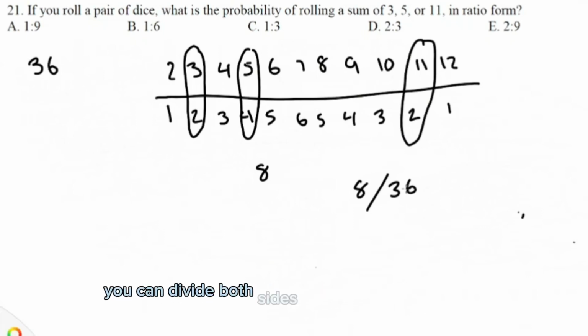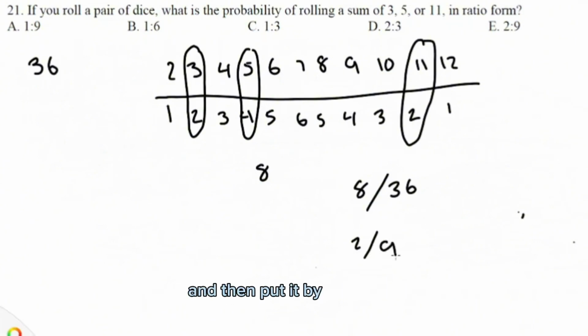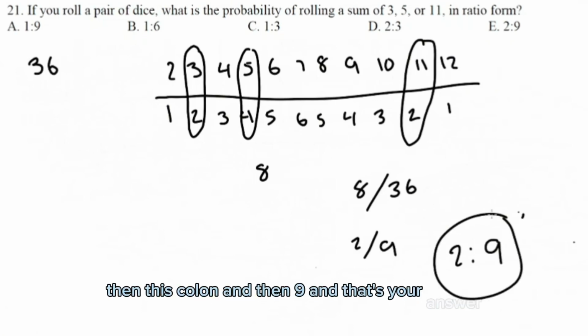You can divide both sides by 4 to make this 2 by 9, and then put it in ratio form by simply saying 2, then this colon, and then 9, and that's your answer.